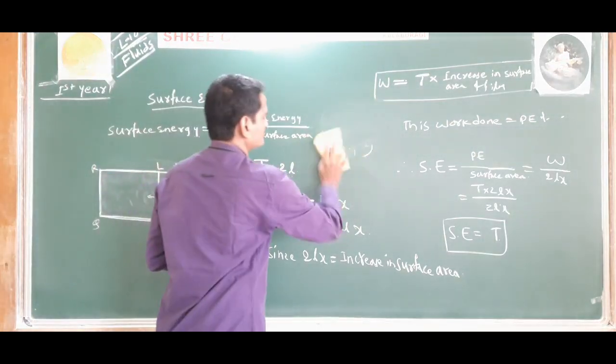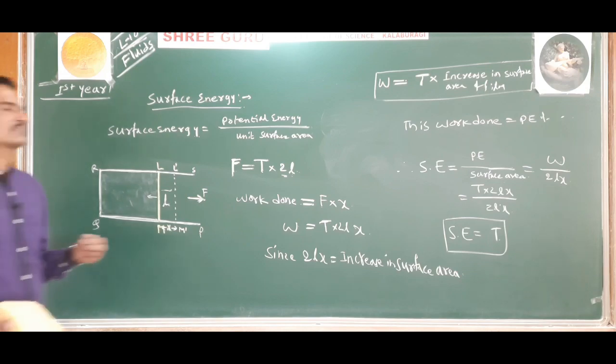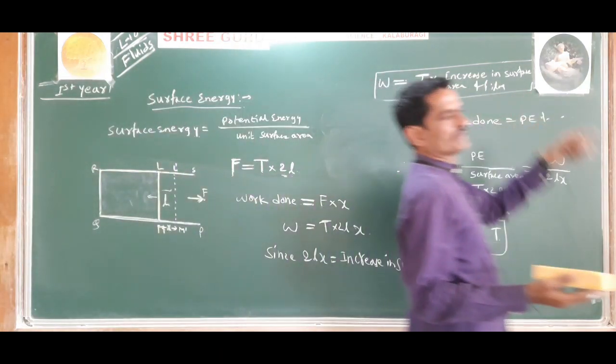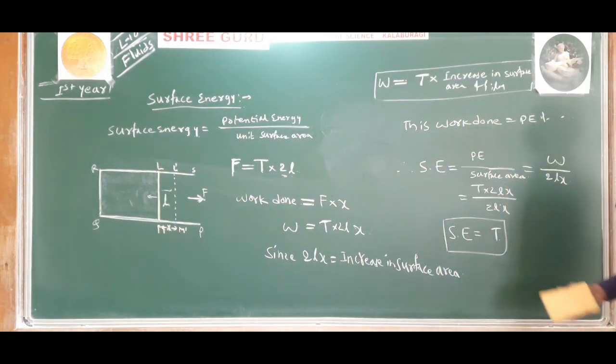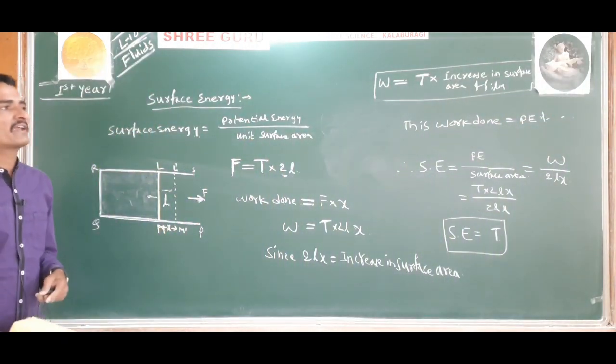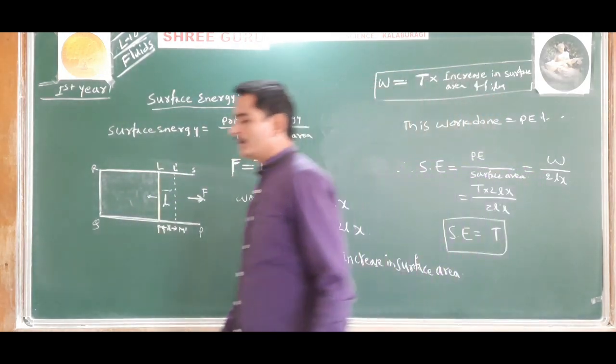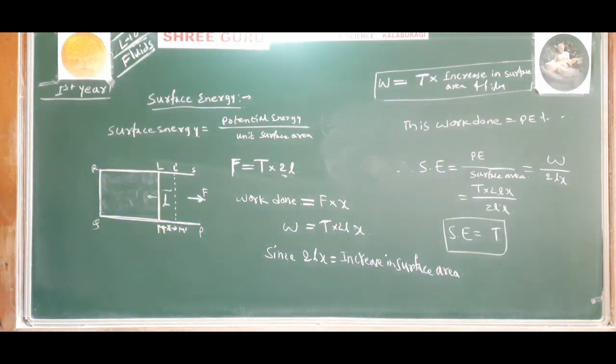So these are all the concepts related to surface energy. Now we got an important formula: work done is equal to surface tension into increase in the surface area of the film. Now the next concept, work done in blowing a liquid drop or soap bubble.